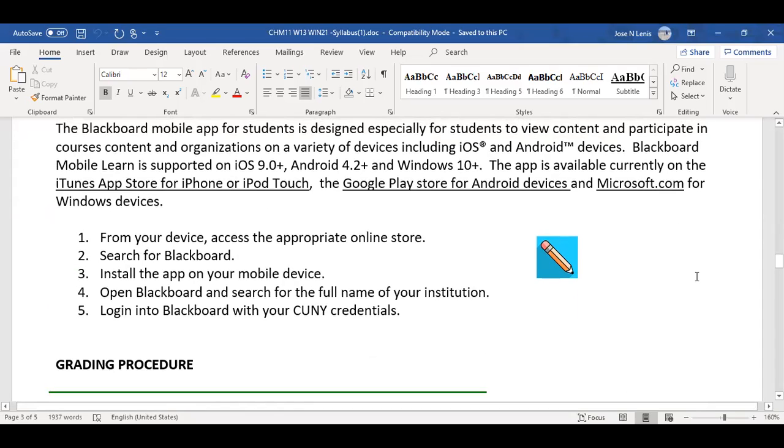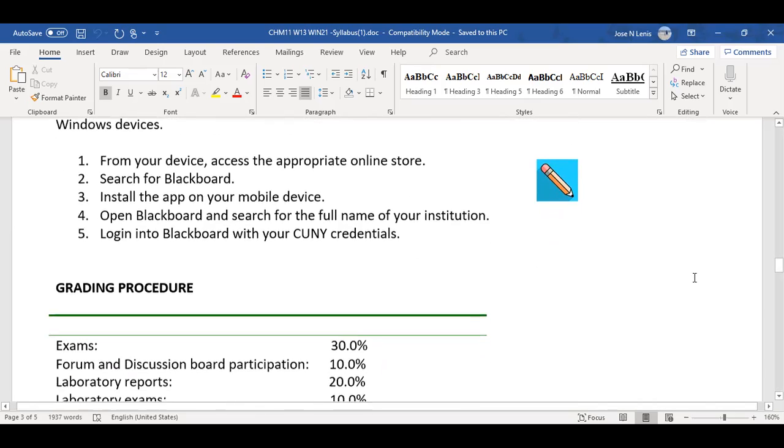Am I right? Do you have the Blackboard mobile, that's a cell phone application, installed on your cell phone? Yes, yes. I have it. Okay. Yeah. Great, great.